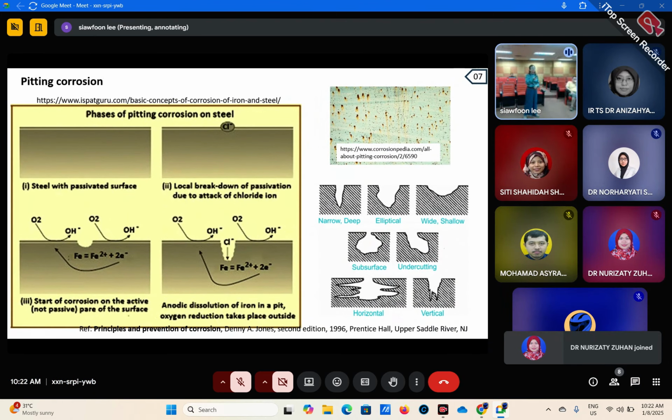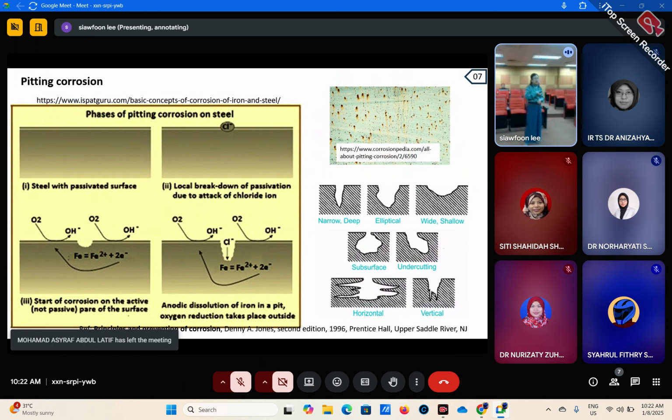So what happens if there's a small chloride ion on the surface of this passive film? This small chloride ion will actually break down the passive film, and then slowly it will cause this atom, ferrum, iron, to dissolve in this one peak, and later the chloride ion will penetrate again to go deep inside.